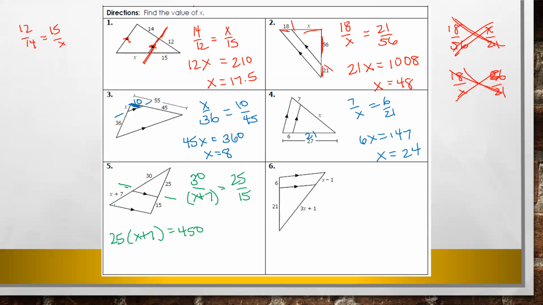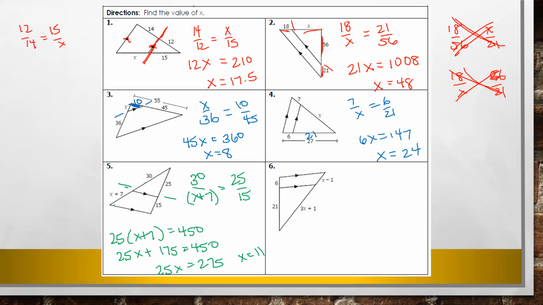I'm going to distribute that 25 to my parentheses. So I get 25x plus 175 equals 450. Subtract 175 from both sides and divide both sides by 25. So we get x equals 11.